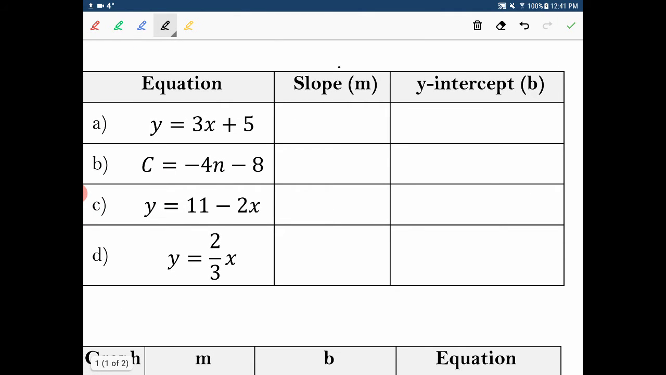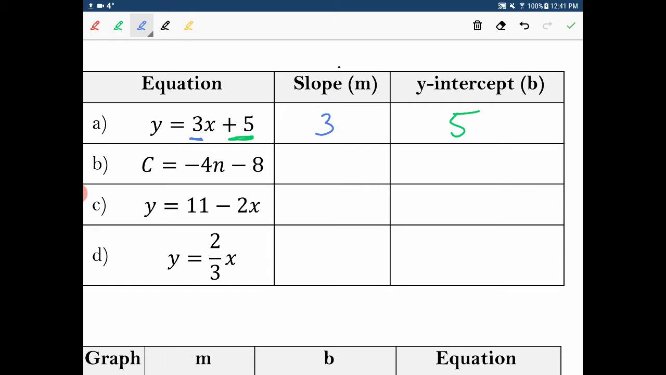On this chart here, we've got 3x. So the number in front of the x is the 3. And we have plus 5. So the y-intercept is 5. All right? Again, it's not necessarily an x. It's often x, but not necessarily.